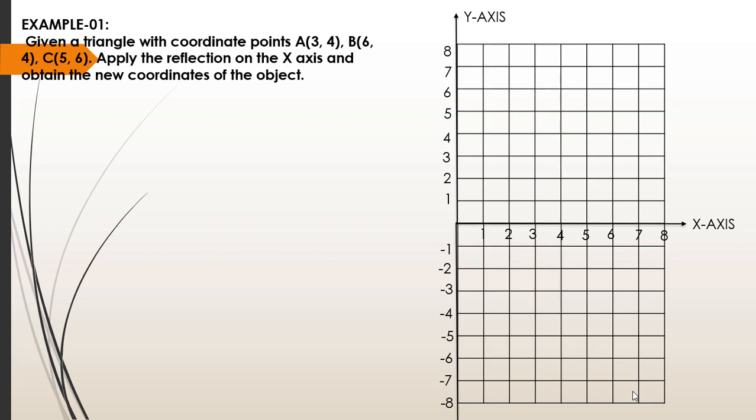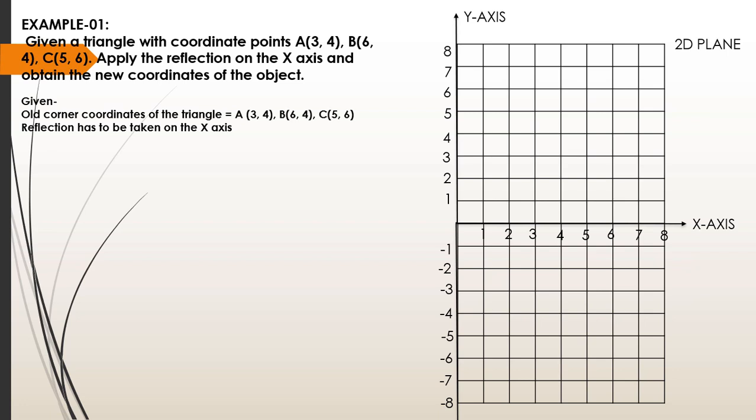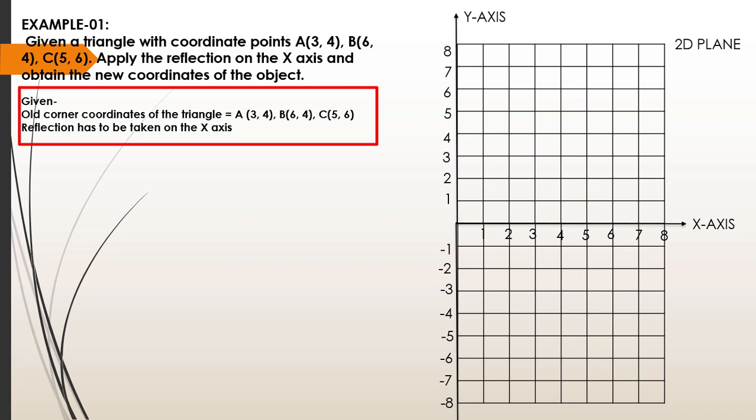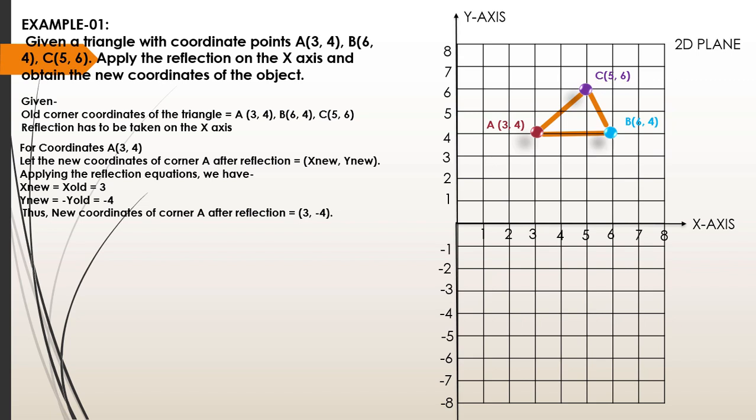As we are performing reflection along the x-axis, for that purpose only the half portion of our 2D plane has the object created here. Then we are going to find the solution, in which we have the old corner coordinates of that triangle, that is A (3, 4), B (6, 4), C (5, 6). So simultaneously we have plotted these points on our 2D plane. So it will create a triangle like this one. Now the next step is to find the reflection of each and every point.